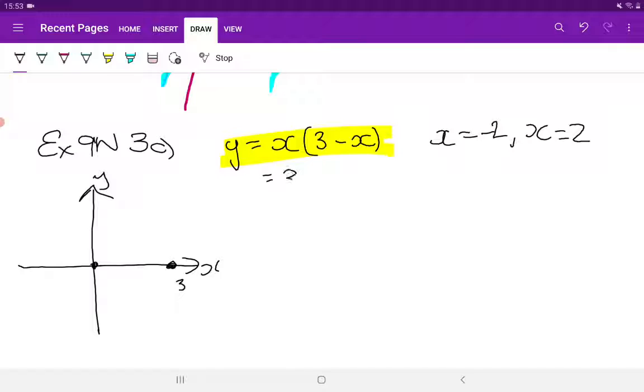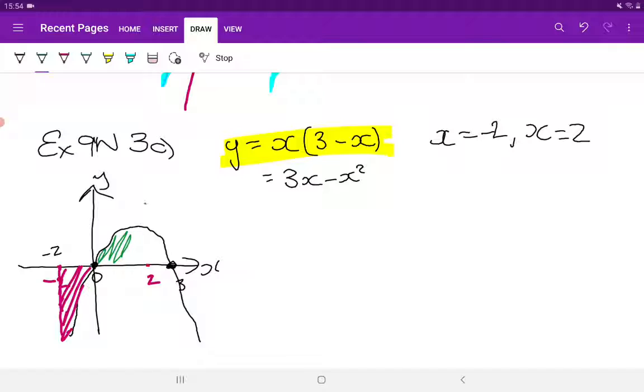If we were to multiply that out, this is 3x minus x squared, so it's got a maximum turning point. It's a sad face graph, and it'll look a little bit like that, but obviously much smoother. We're looking at this between minus 2, which is here, and 2, which would be roughly there. So we're looking to get two areas: this area here between minus 2 and 0, and this area here between 0 and 2.